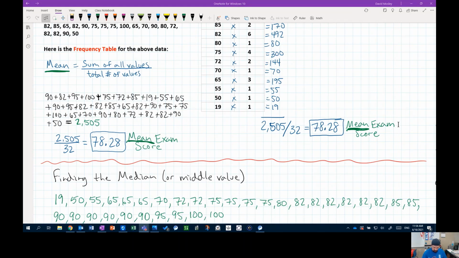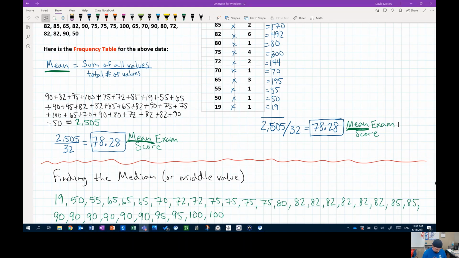So here's all of our ordered data. We have 32 items, right? And we need to find the middle of 32. So if we cut 32 in half, we have 16 on one side and 16 on the other side. That's essentially what we're going to do. All right, so we need to find the middle value.